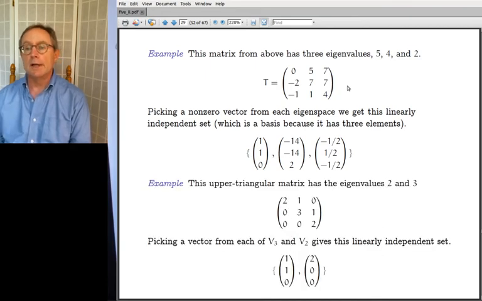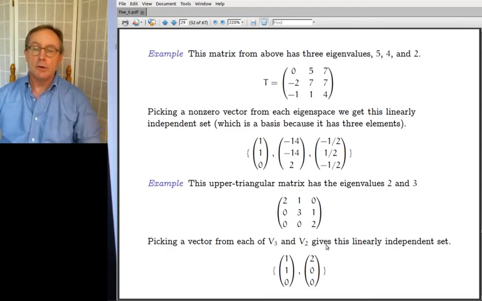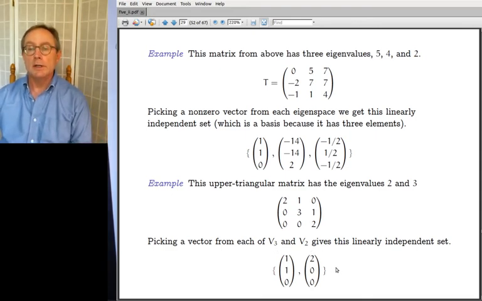Here's an upper triangular matrix. You'll remember that the eigenvalues of an upper triangular matrix are easy to pick out. This upper triangular matrix has eigenvalues 2 and 3. I know that the eigenvalue 2 is repeated twice, but anyway, the eigenvalues are 2 and 3. And you can pick a vector from each of V3 and V2 that we saw earlier, and there you go, you get a linearly independent set.